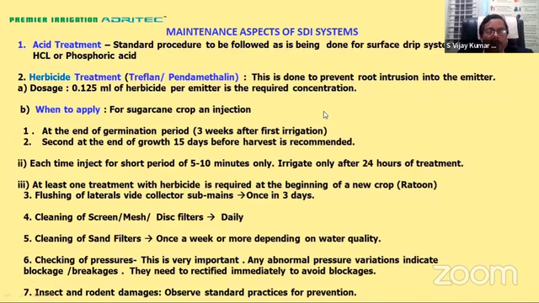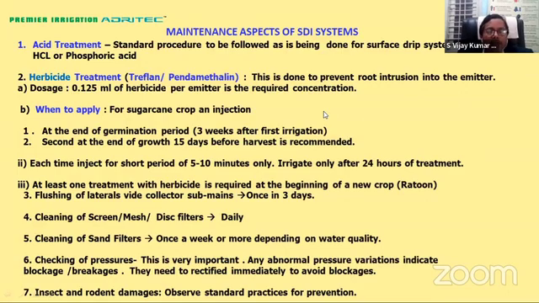An additional treatment that comes in over here is an herbicide treatment. Either you can use pendimethalin or Treflan. Treflan, I think, is now banned in India. This is basically to prevent root intrusion into the drip line, because the orifices are there and the roots will come in search of water. That area will be protected with the help of this herbicide treatment. Typically the dosage is 0.125 ml of herbicide per emitter at the required concentration. I will even show you the calculation.